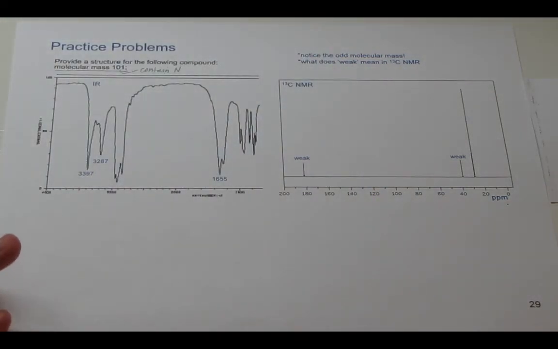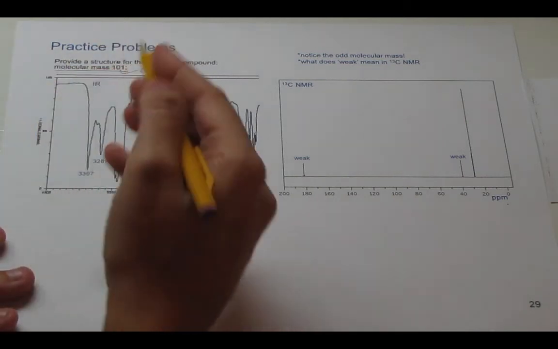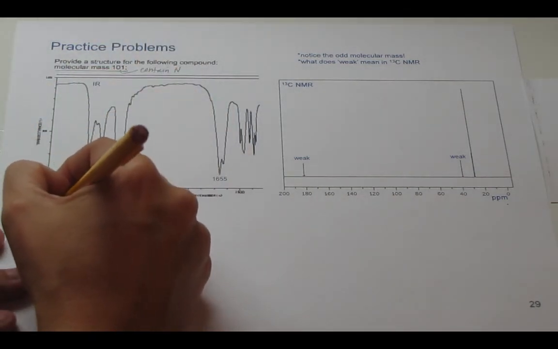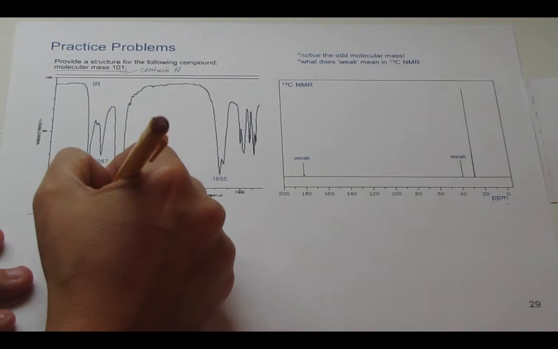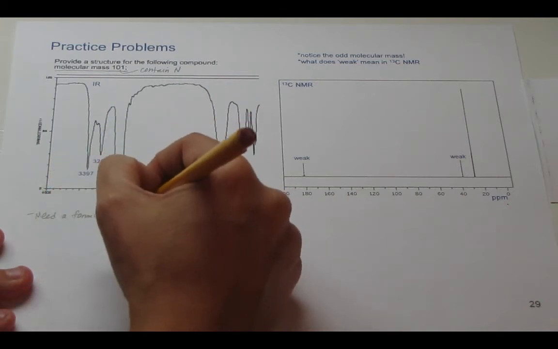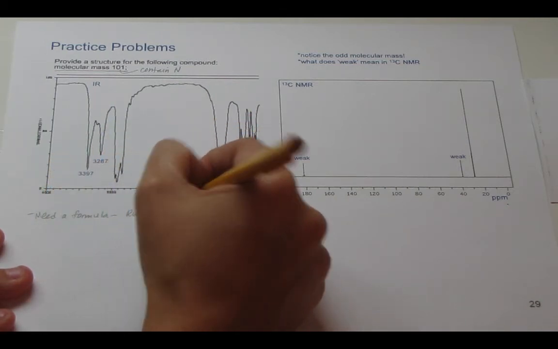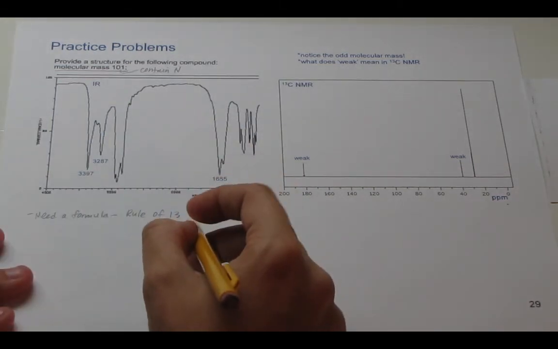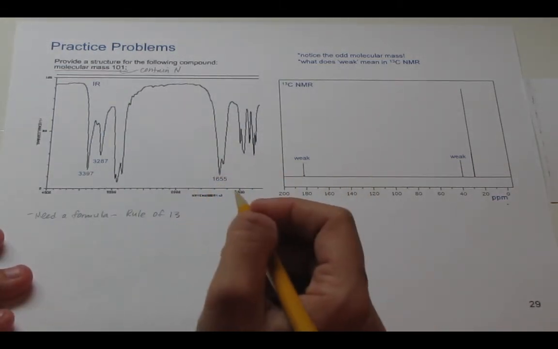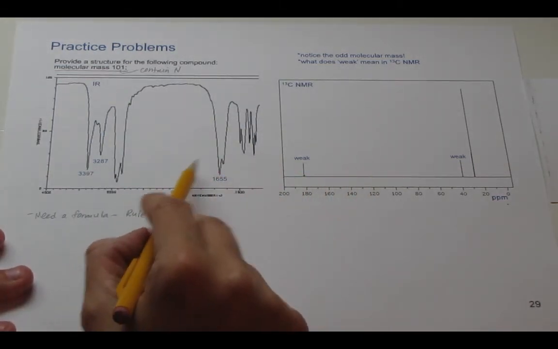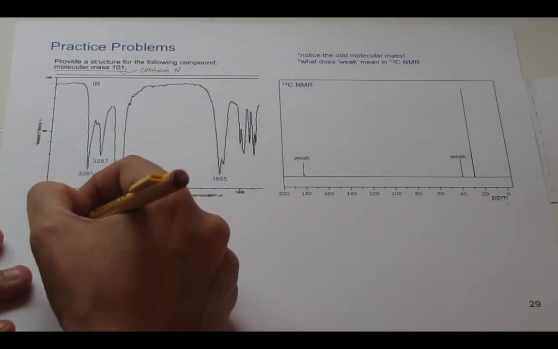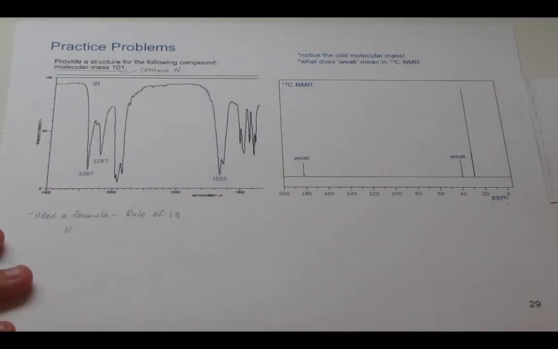Before we do the rule of 13, so as soon as you have a mass, you need a formula. And you want to do the rule of 13. However, we want to have an idea what else we might have in there. So let's look at our IR and C13. We know we have nitrogen because of the mass.